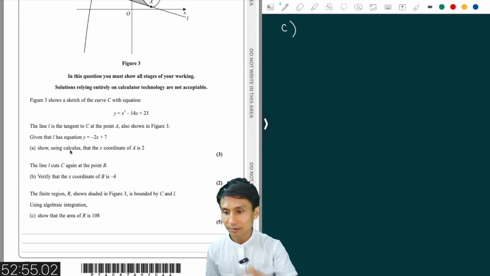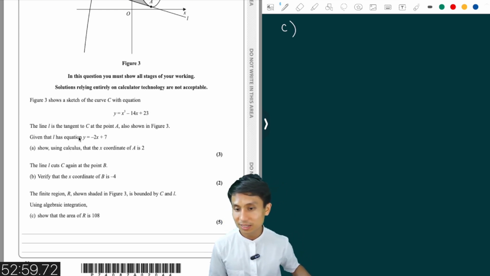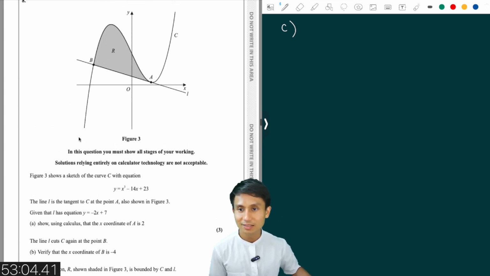And I'm guessing there's a part C down here. Okay, part C. The finite region R, shown shaded in figure 3, is bounded by the curve C and line L. Using algebraic integration, show that the area of R is 108.